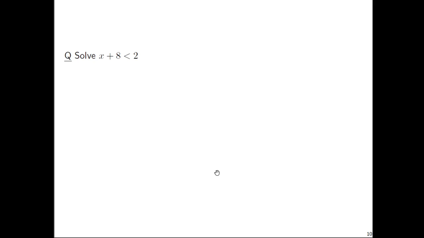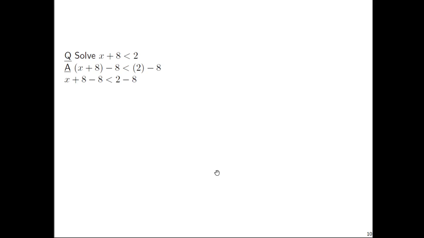Here's another one. Let's solve x plus 8 is less than 2. We can subtract 8 on each side. Again here, just doing this a little bit the long way of wrapping the original left side and original right side in parentheses. And we can drop parentheses again, so that's why this was a little excessive, but this will make a lot more sense when we look at multiplication later.